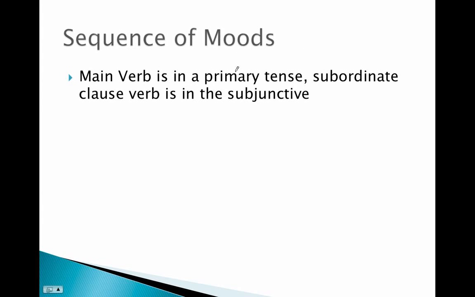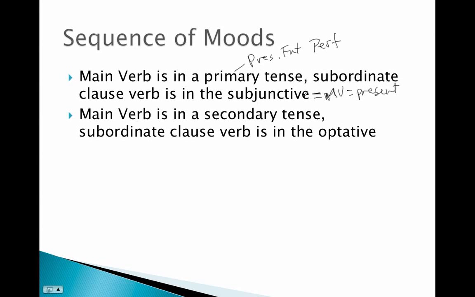Well, if the main verb is in a primary tense, and remember primary tenses are present and future, and it'll turn out the perfect, the subordinate clause, that is the verb in the purpose clause, will be in the subjunctive. So subjunctive when main verb is present. And I'm going to refer to main verb as MV. MV is present, we're going to use the subjunctive. And if the main verb is in a secondary tense, these are your past tenses, imperfect, pluperfect when we get it, aorist, the subordinate clause verb is in the optative. So main verb past, optative.